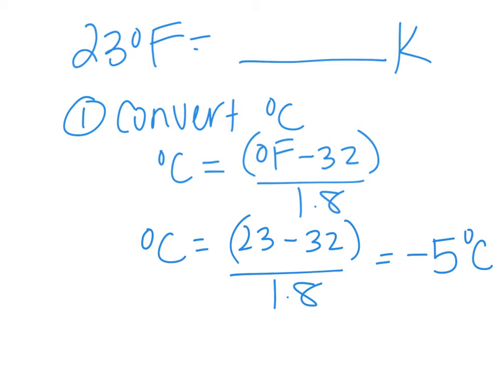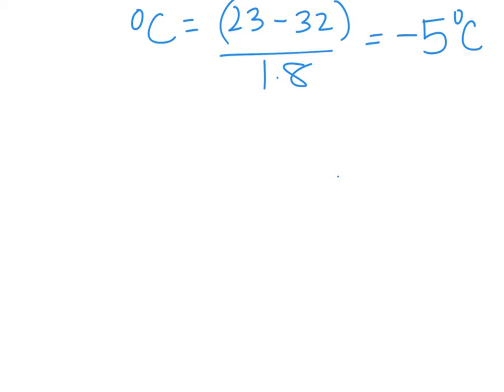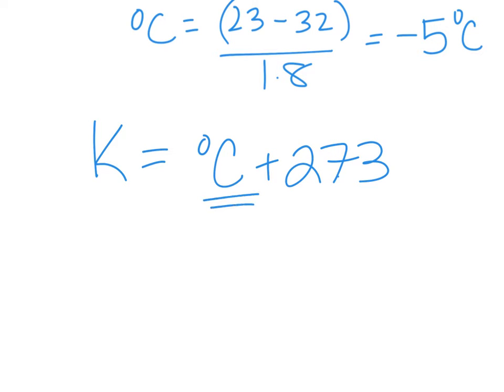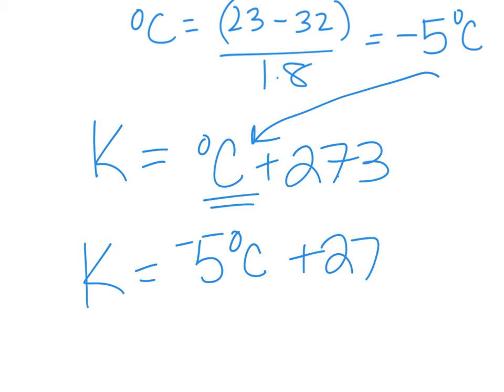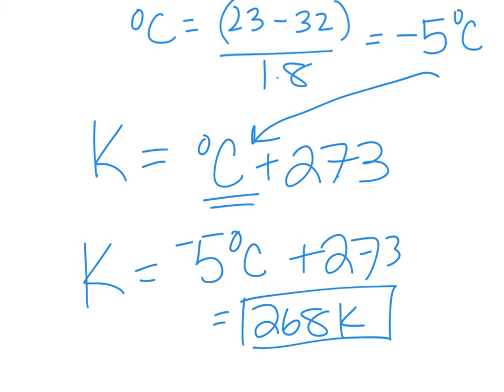Once I've converted to Celsius, now I can convert to Kelvin. I'm going to go back to my temperature conversion sheet and use Kelvin is equal to our degrees Celsius plus 273. Now that I've converted to Celsius, I can plug that number in. So I can now do negative 5 degrees Celsius plus 273. Type that into your calculator. You should get 268 Kelvin. That would be the hardest type of temperature conversion.